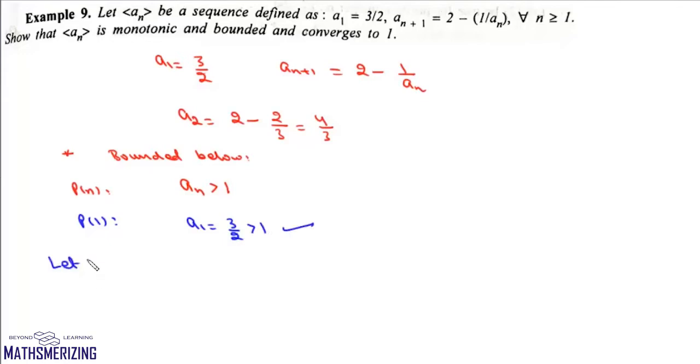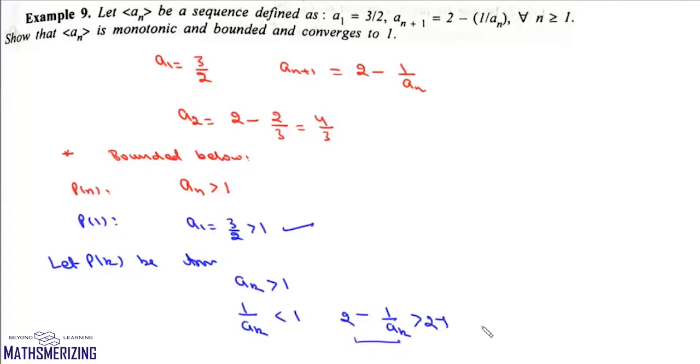Now second step is, let Pk be true. It means ak will be greater than 1. If ak is greater than 1, 1 upon ak will be less than 1, and minus 1 upon ak will be greater than minus 1. Now we'll add 2 to it. Now this is nothing but this is ak plus 1. So from here we can say ak plus 1 will be greater than 1. So this sequence is bounded below and an is greater than 1.